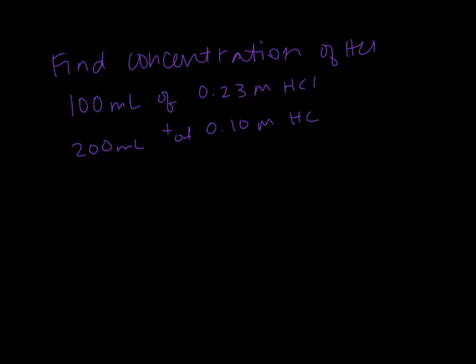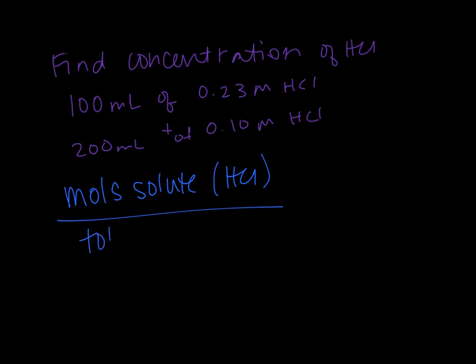And so if you look at this problem, you should be able to say, well, this solution is going to get stronger, and this solution is going to get weaker, because we're adding a weaker solution to this stronger solution. And so we're diluting this one. So what I have to do is if I want to find concentration, concentration is moles of the solute, which would be HCl in this part, divided by the total volume of the solution. So I have to find the moles of the solute, and then I have to divide by my total volume.